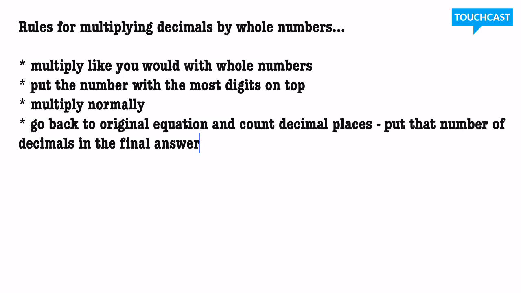You go back to the original equation once you've found your product and count the number of decimal places in the original equation, and you put that number of decimals into the final answer. We're going to move on, friends, and good luck.